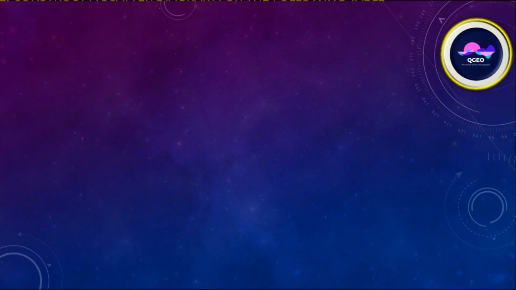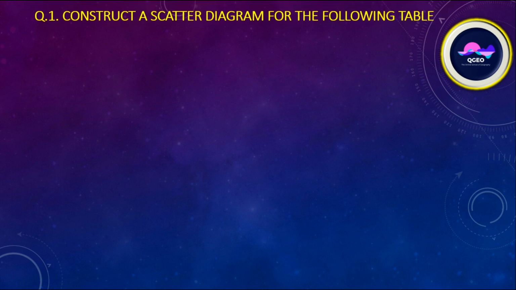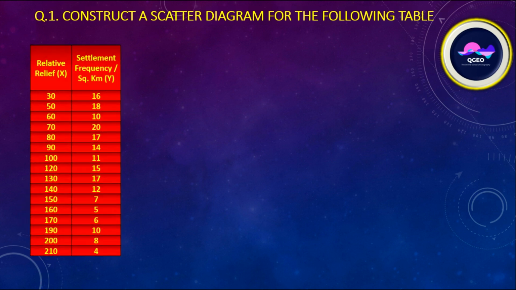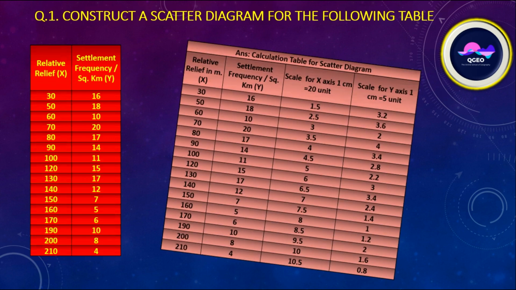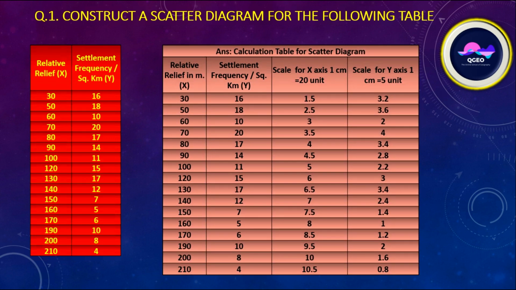Now construct a scatter diagram for the following table. Here the relative relief we can express in x-axis, and the number of settlement frequency per square kilometer we can represent by y-axis. The values of the diagram we can represent by scatter plot. To represent a scatter plot, we have to calculate in this manner.